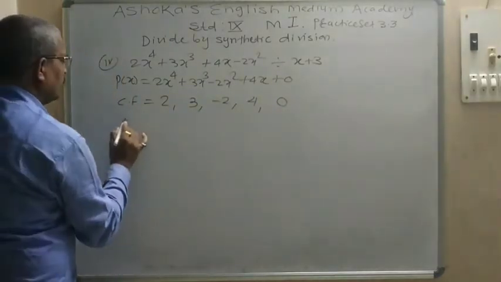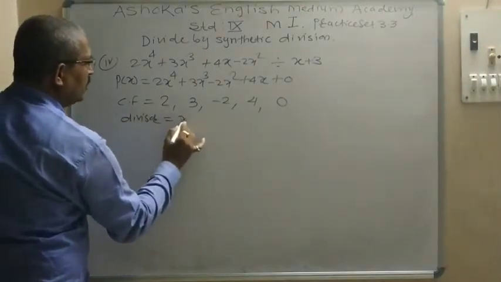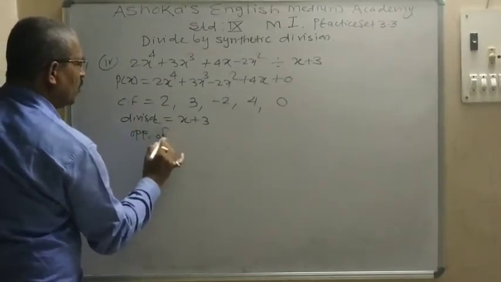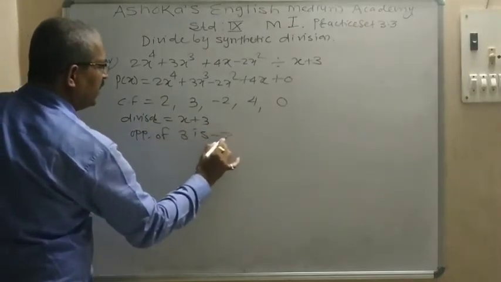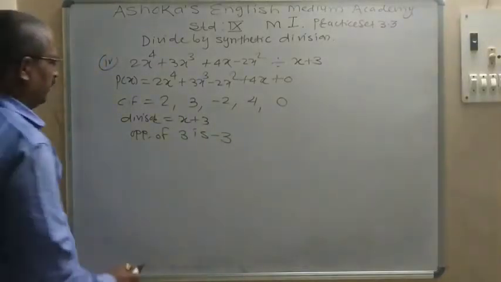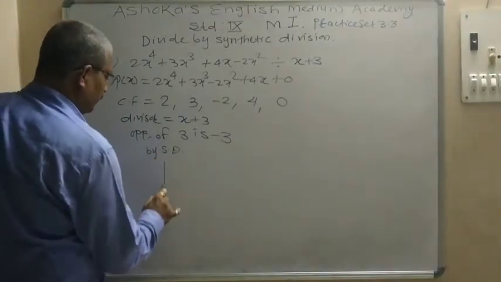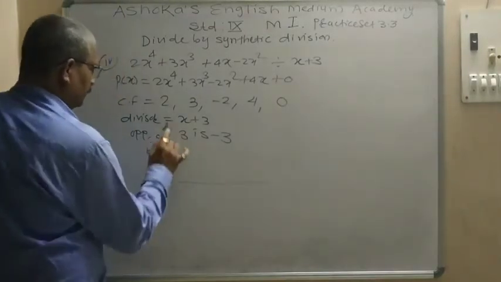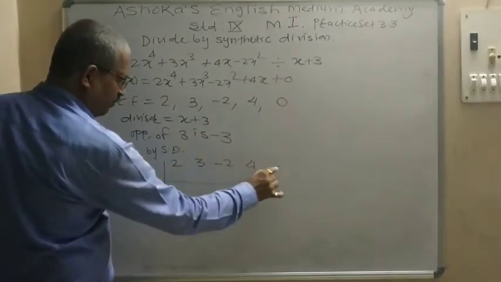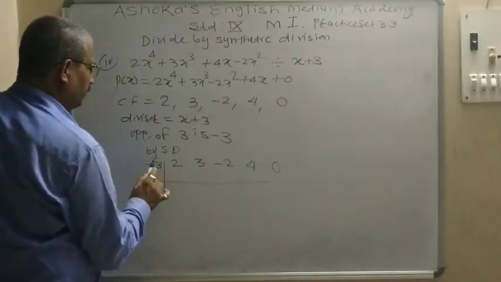Now divisor is equal to x plus 3. Opposite of 3 is minus 3. Therefore, by synthetic division, 2, 3, minus 2, 4, 0. And now here it is minus 3.